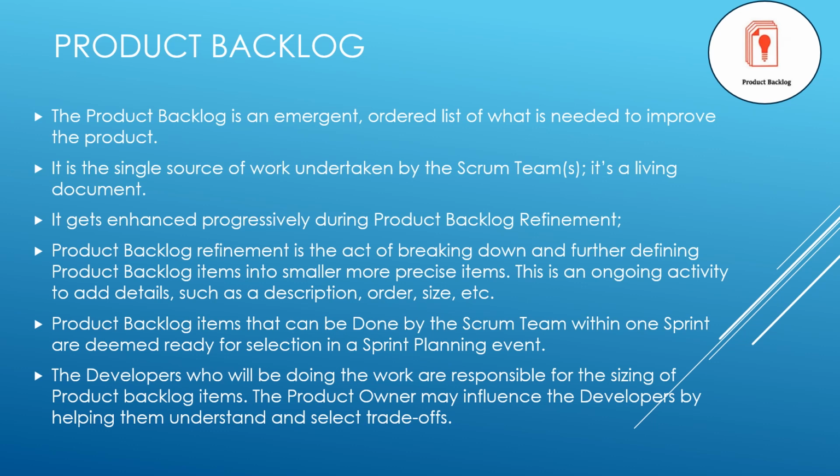High priority and fine-grained items are arranged at the top of the product backlog for consumption in the next sprint. Whereas medium or low priority items which are not detailed enough will be kept at the bottom of the product backlog. Product owner is accountable for product backlog, but developers are responsible for sizing of product backlog items.